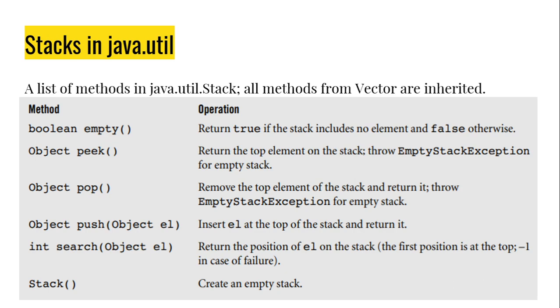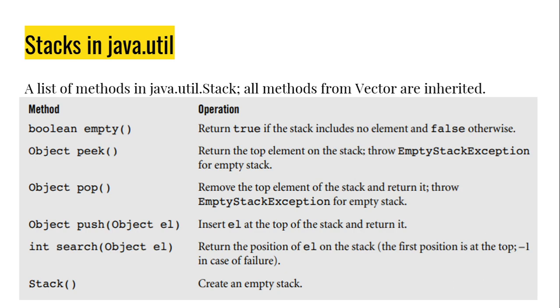And then we have pop, the same as our common operation. The pop will access the topmost element and remove it. It will throw an exception if the stack is empty, an empty stack exception. And then we have the push method. It will insert the specified element on top of the stack and return it. If you want to output the pushed element, you can include it in a System.out.print statement if needed.